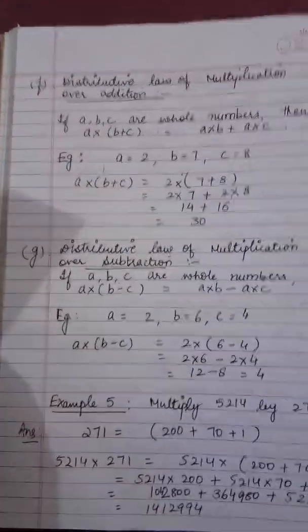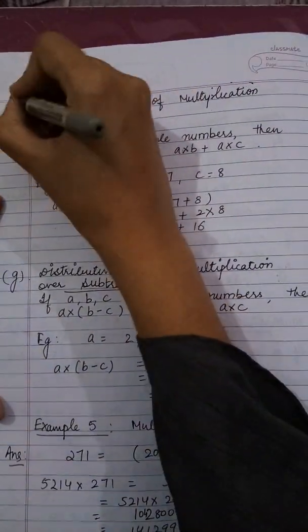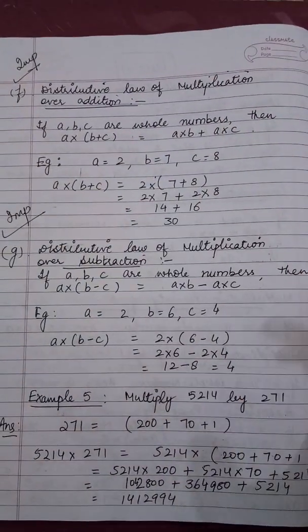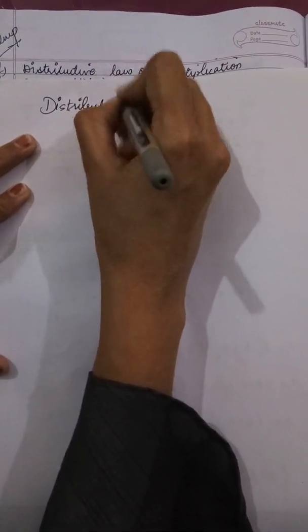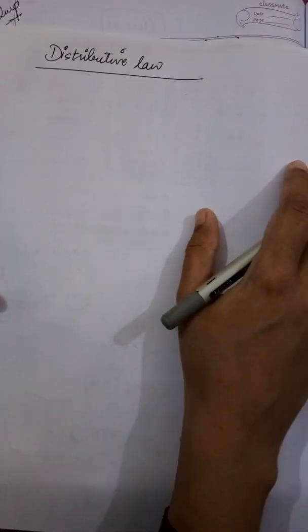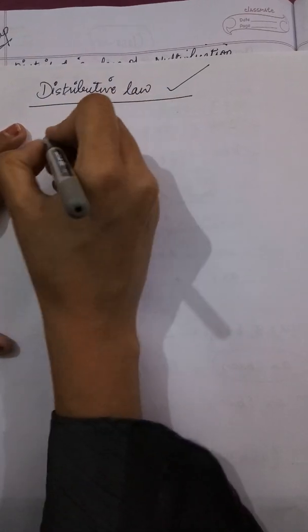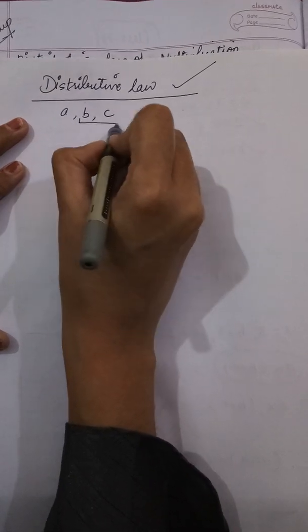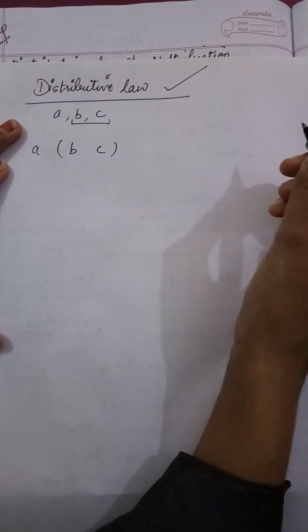Now comes the distributive law of multiplication over addition. Now this distributive property of multiplication over addition is very important. In this we are going to distribute. Now what is it? See, now we are going to talk about the distributive property or law. This is very important. Please understand it very carefully. In this what they are saying is, I am taking three whole numbers A, B and C. I am going to pair B and C in a bracket, and A will be outside the bracket.